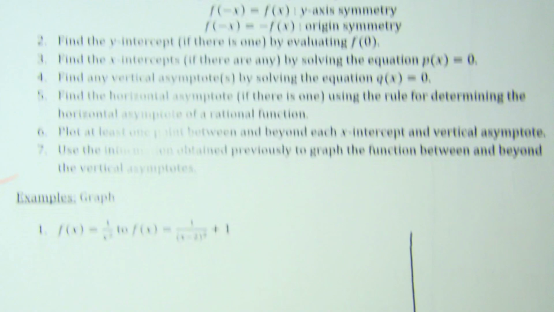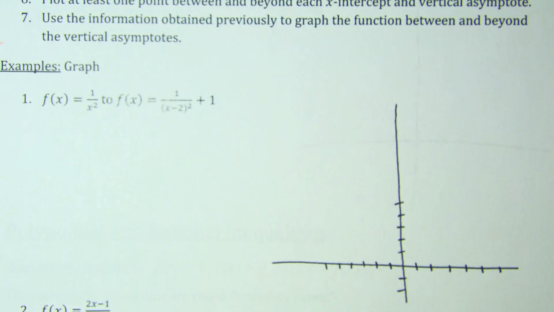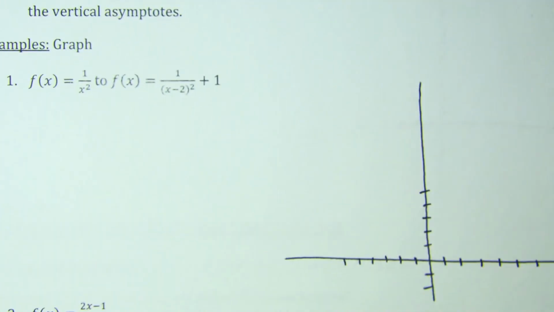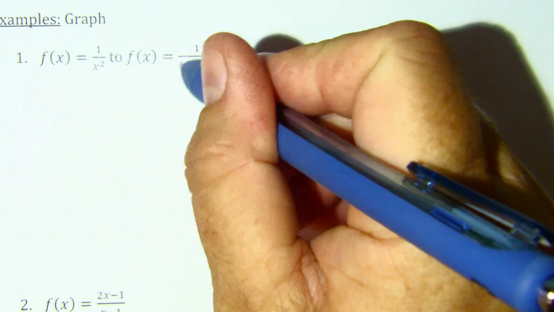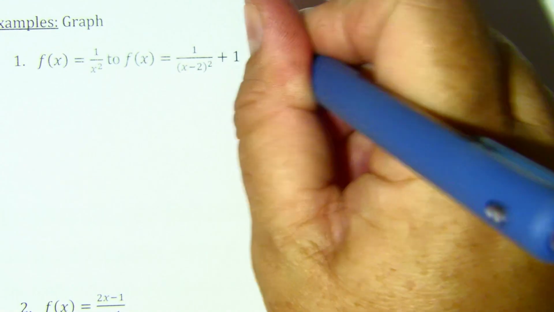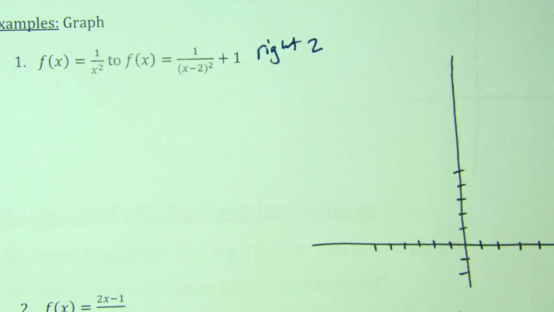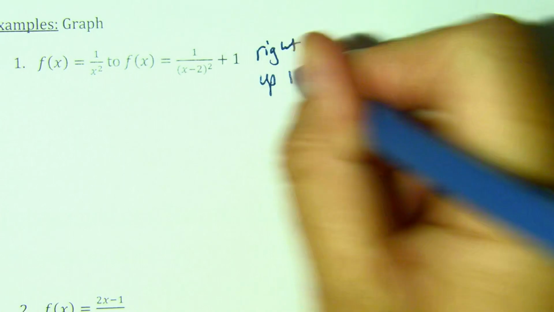Our first example here is one where we can just use shifting. So we already graphed 1 over x squared earlier in this video. And what we're going to do is use that graph, knowing what that looks like, and we're going to shift it. Well, inside the graph, this minus 2 means we're going to move to the right 2. And then this plus 1 means we're moving up 1.